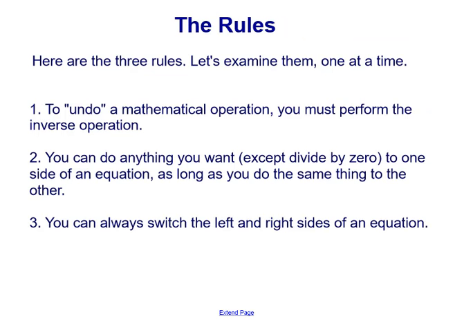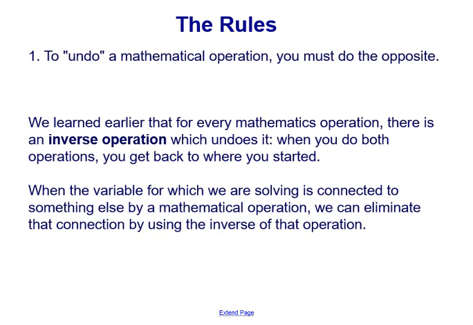So here are the 3 rules, and instead of looking at them all at once, let's really examine them one at a time and break down what they mean and how they are helpful when solving a one-step equation. So the first rule is to undo a mathematical operation, you must do the opposite.